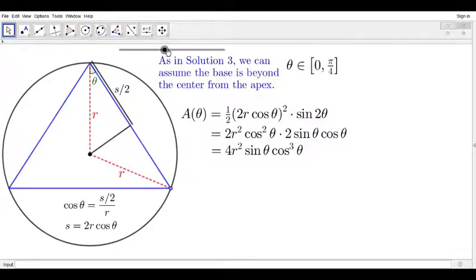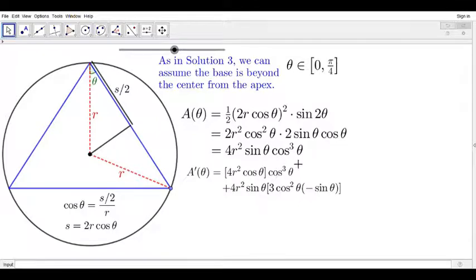And then use the product rule for the derivative. So you have a 4r squared sine theta differentiated will give you 4r squared cosine theta with cosine cube copied. And then next we copy 4r squared sine theta and then differentiate cosine cube. So 3 brought down cosine squared. That's the derivative of cosine, which is negative sine theta. And then progressing from this point can be done much more easily by extracting common factors.